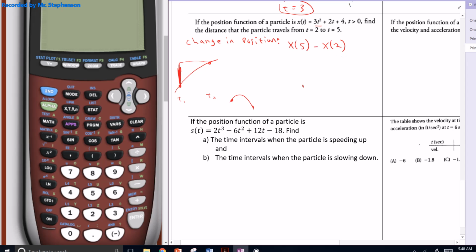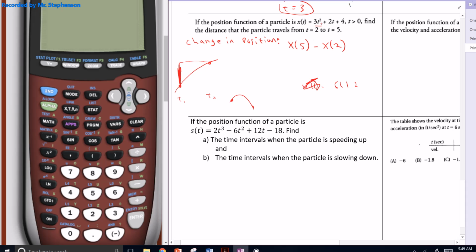We could show that there's no change in direction by finding the velocity, which would be 6t plus 2. And then setting that equal to 0, the velocity would change at negative 1/3, which is not in this interval. Right? So I'm just finding x of 5 and x of 2, and seeing what the difference is.